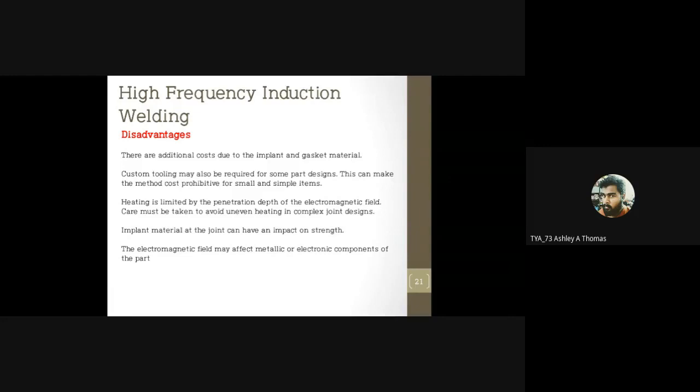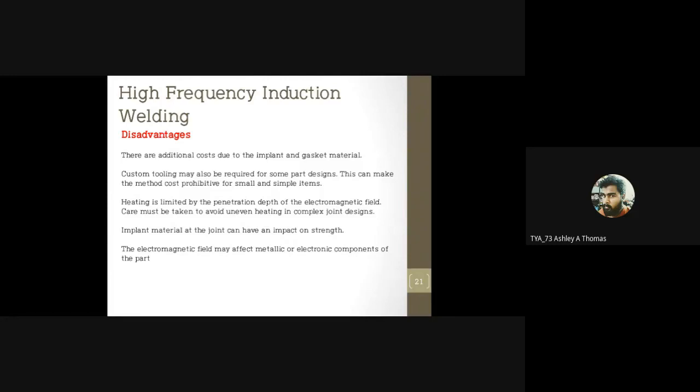Heating is limited by the penetration depth of the electromagnetic field. Care must be taken to avoid uneven heating in complex joint designs. This is also an issue. You can control the temperature, but the electromagnetic waves created by the induction coil can pass to more depth also. That depth control is one of the issues.